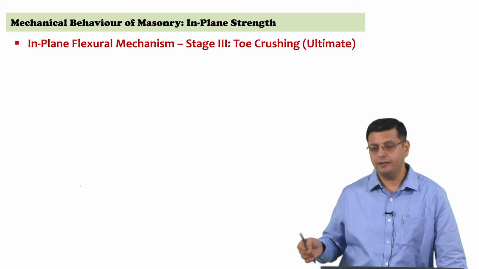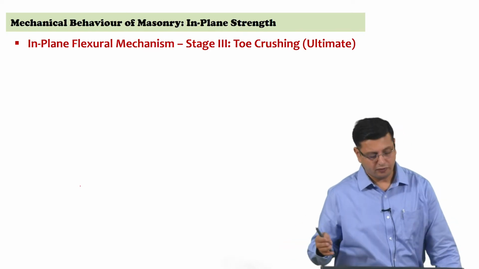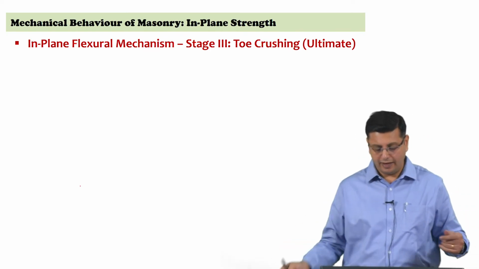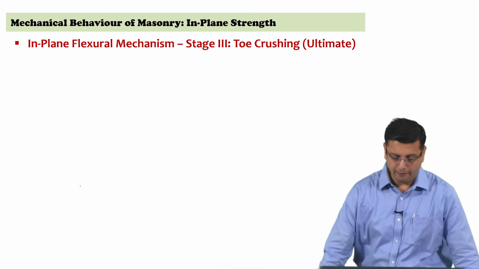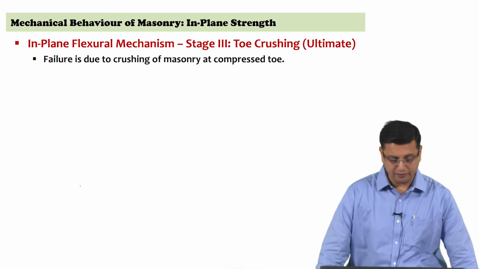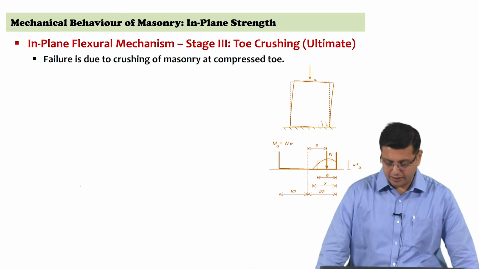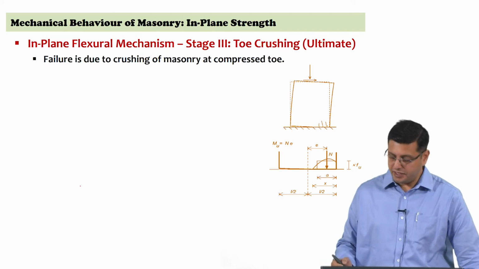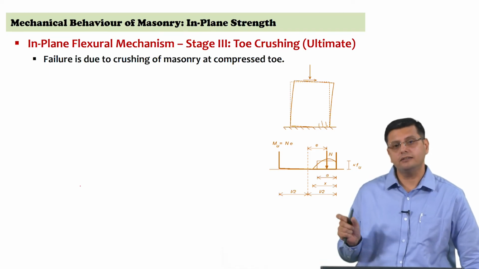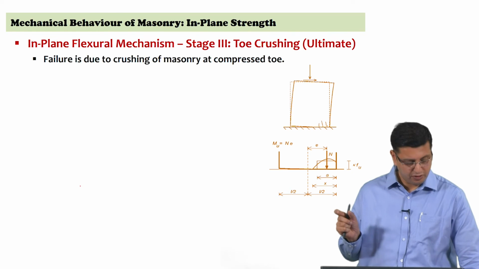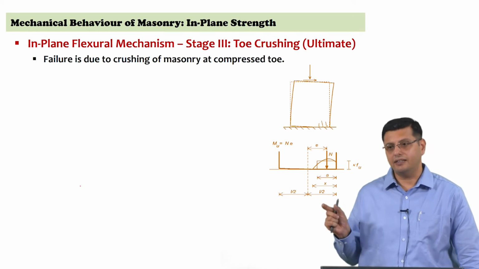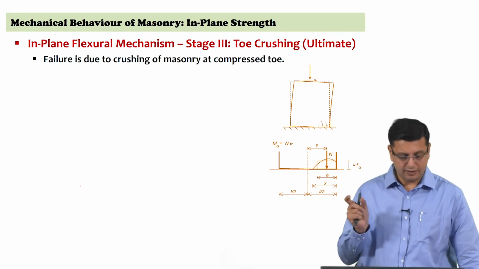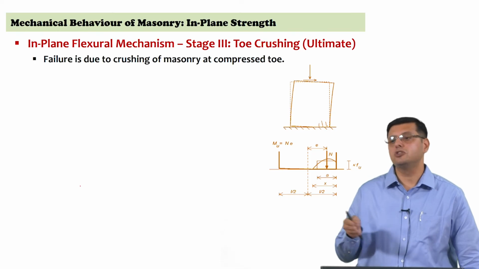We go to the third stage, which is the ultimate stage of the demand and the capacity of the wall, which is toe crushing itself. At the compressed toe, you will have crushing of the masonry, and so for the same condition we now assume that the distribution of compression at the compressed segment of the wall is nonlinear.